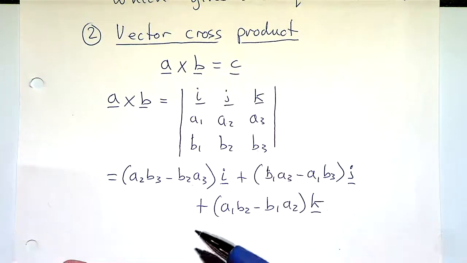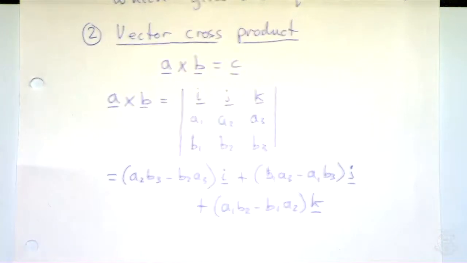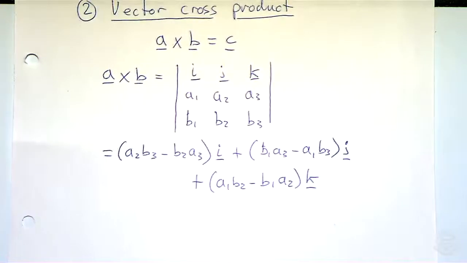I'm sure you must have seen this before, right? If not, look it up on Wikipedia. There's a very good page which describes all of the intricate details of the cross product. But if we've got two vectors defined in a space and we want to find what their cross product is, this is how we can do it.